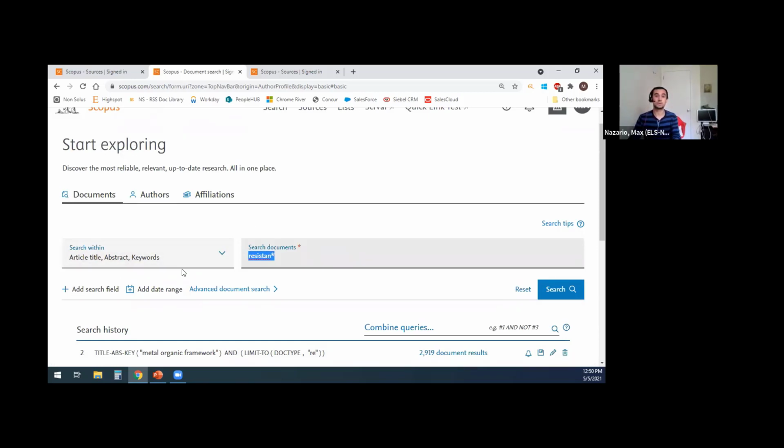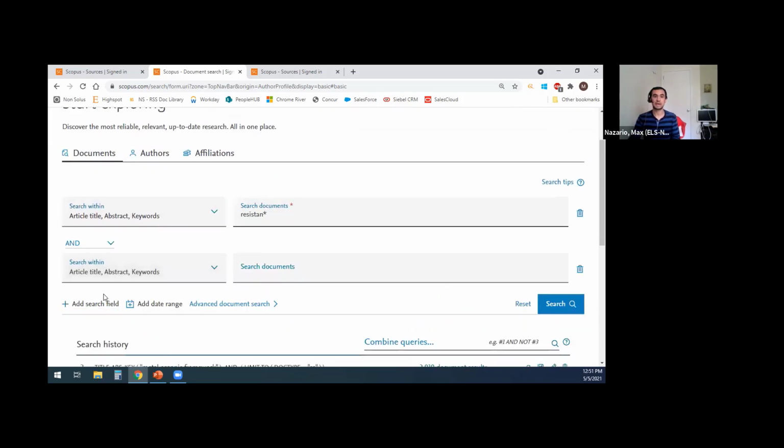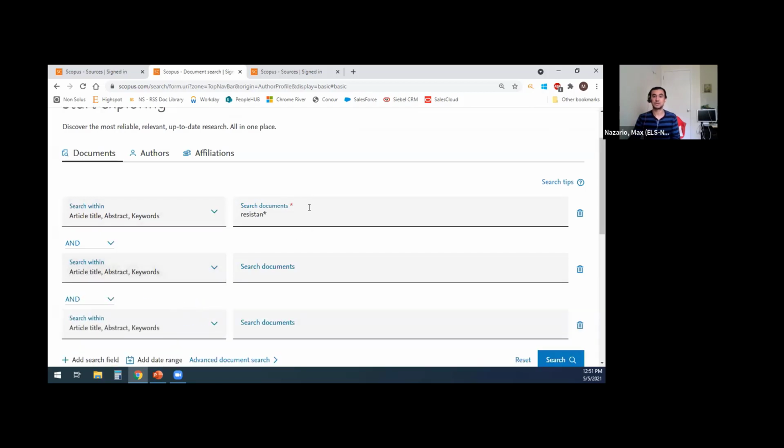But if I want, in Scopus you have two options for building more complex strings. One of which is going to be the basic search, which gives you a wizard to help you build those terms. So you can do the add search field, and you can add a number of them within here. And then you can adjust the operators that are going to appear in between these.